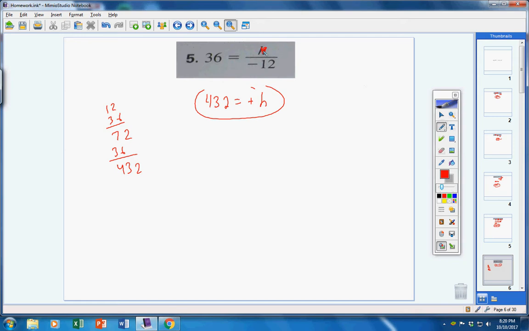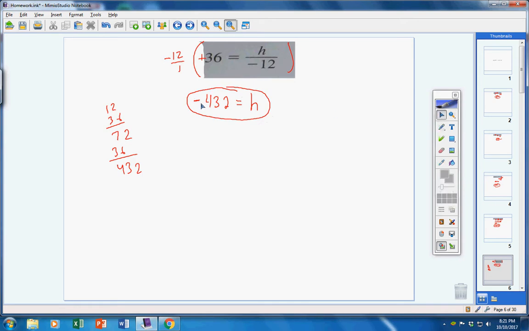And if you were to take 432 and put it in for h right here, hold on. Did I make a mistake here? I think I did. Yes, I did. Sorry, guys. A negative times a positive is negative. Okay? And then over here, a negative times a negative is positive, positive h. So the answer is negative 432.